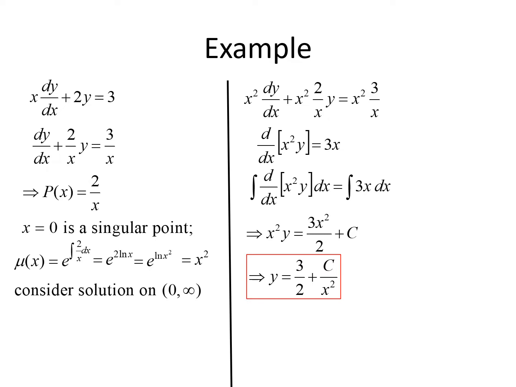And if we examine our solution, you notice the x squared in the denominator of the second term. So that means when x goes to infinity, that second term is going to go to 0. So that'll be a transient term. So c over x squared is going to be a transient term.